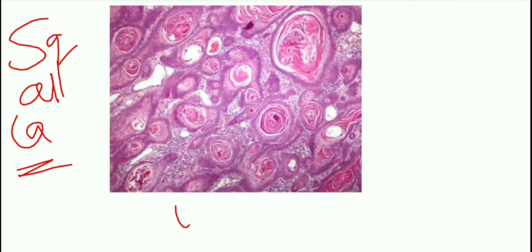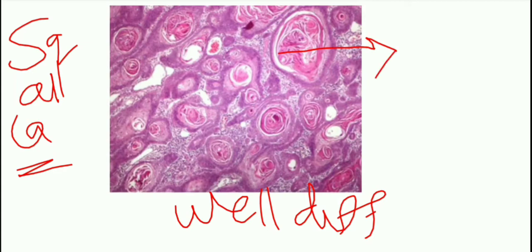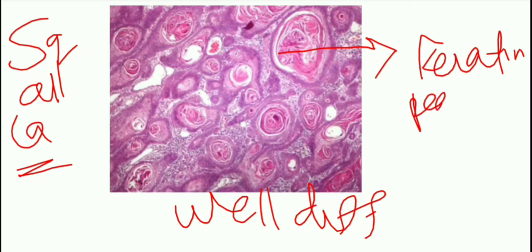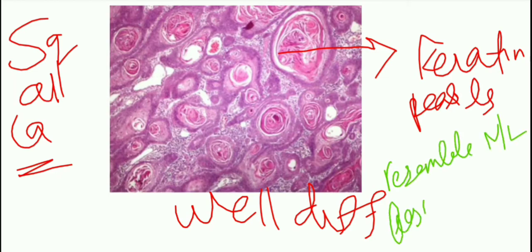So what you see here, it is well differentiated. Here you can see eosinophilic keratin pearls. So this is having best prognosis. Okay, this is well differentiated. That means it actually resembles normal. So you can remember like that, it resembles normal. So it is having best prognosis.